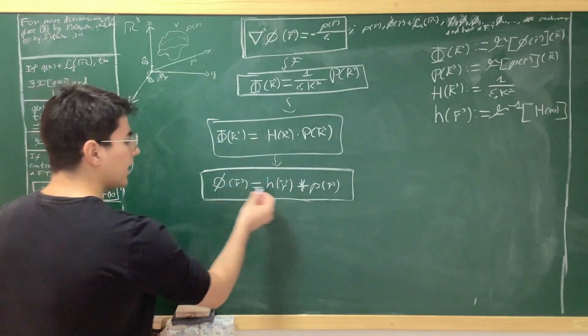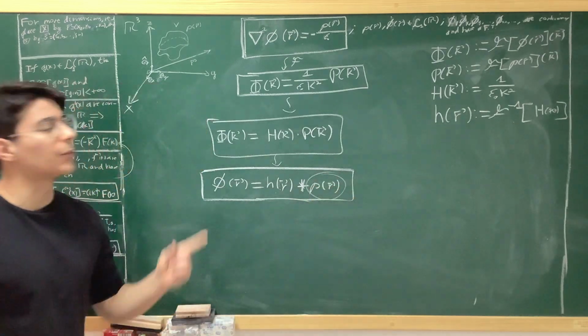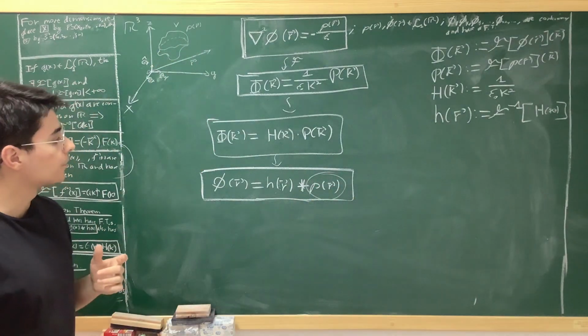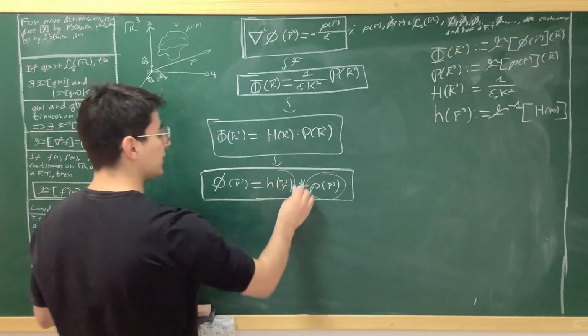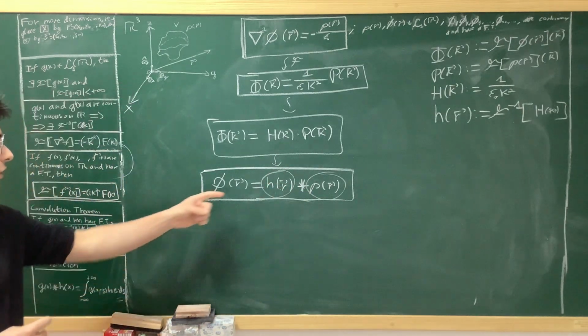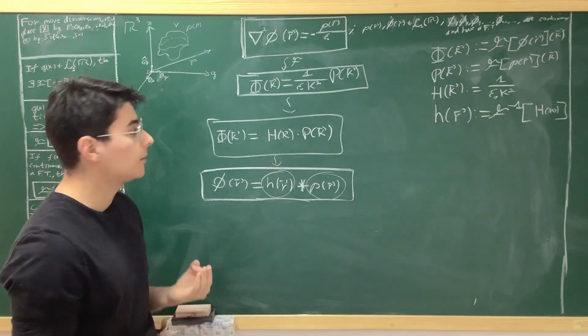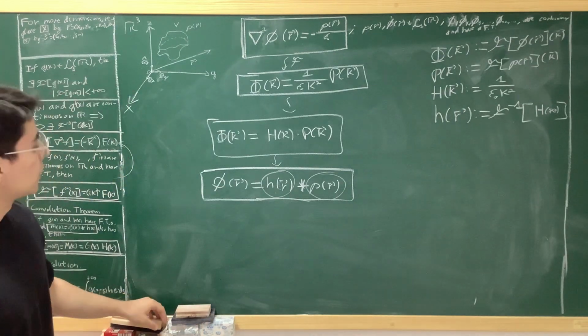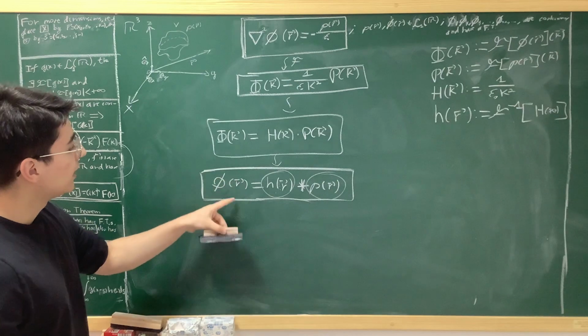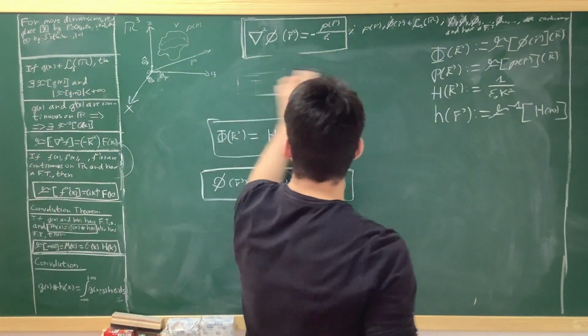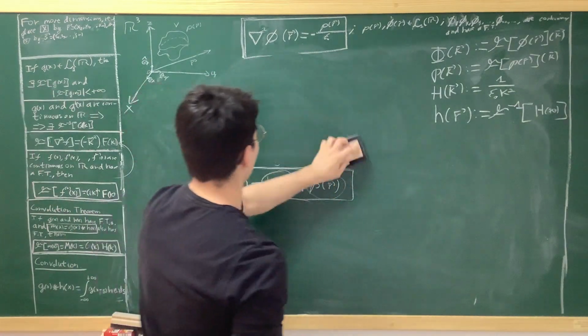So we know rho, and we are assuming that the problem gives us the value of rho, but we do not know h. So all we need to do to find our potential is to find h, just an inverse Fourier transform. And we're going to do it right now. So let me just erase all of this, so we have more space.